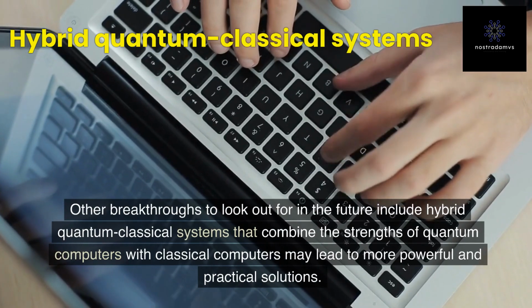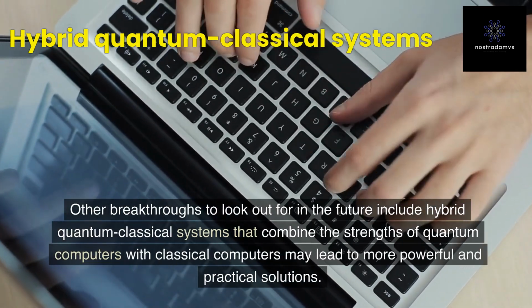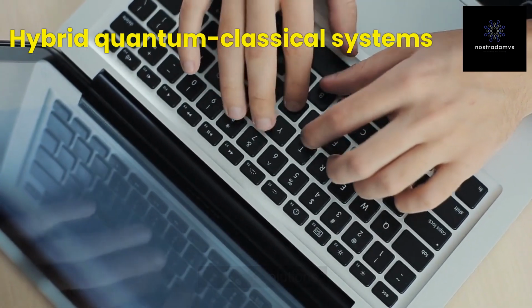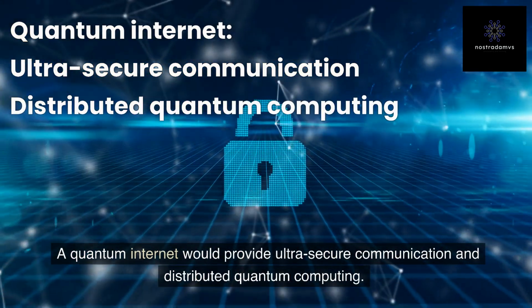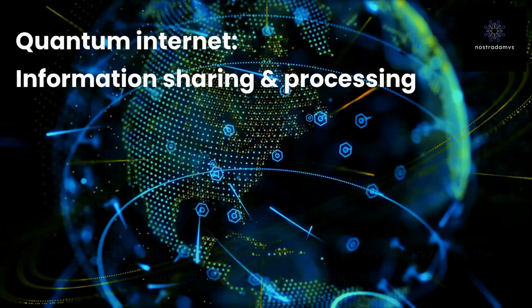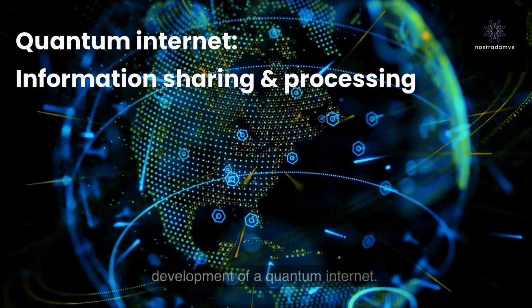Other breakthroughs to look out for in the future include hybrid quantum classical systems that combine the strengths of quantum computers with classical computers, which may lead to more powerful and practical solutions. A quantum internet would provide ultra-secure communication and distributed quantum computing. Information sharing and processing could also be revolutionized by the development of a quantum internet.